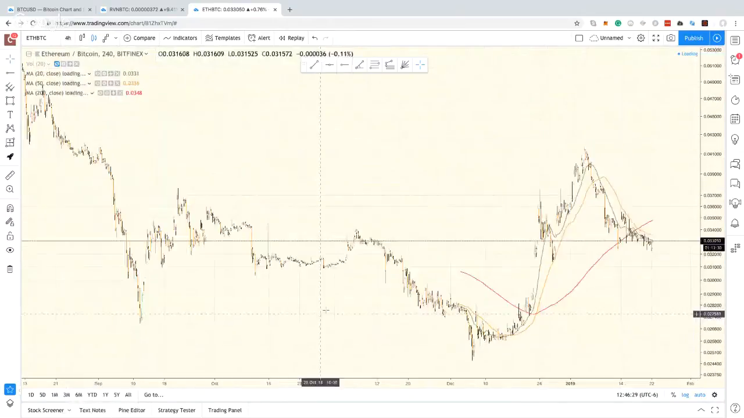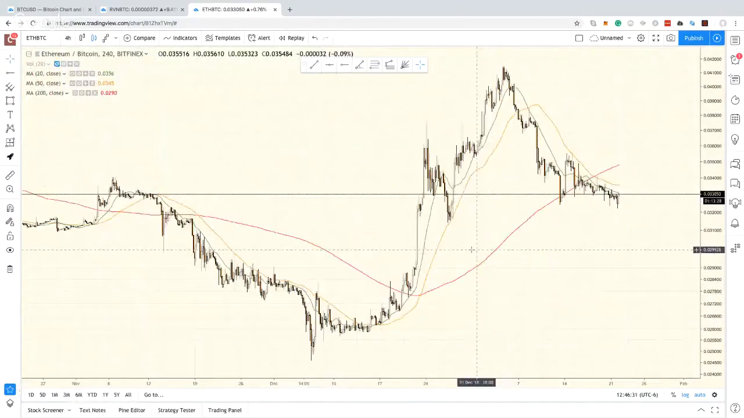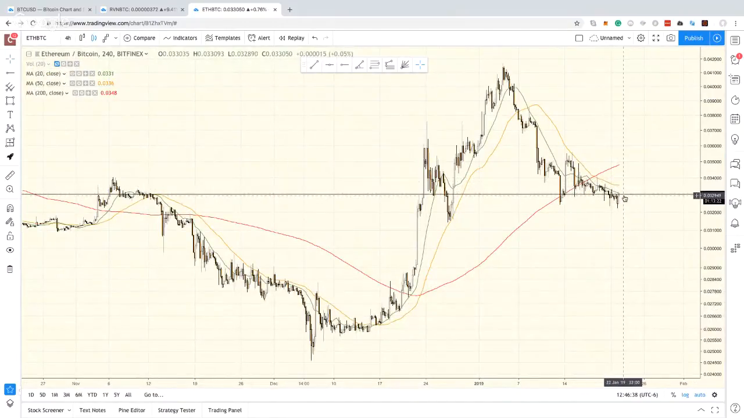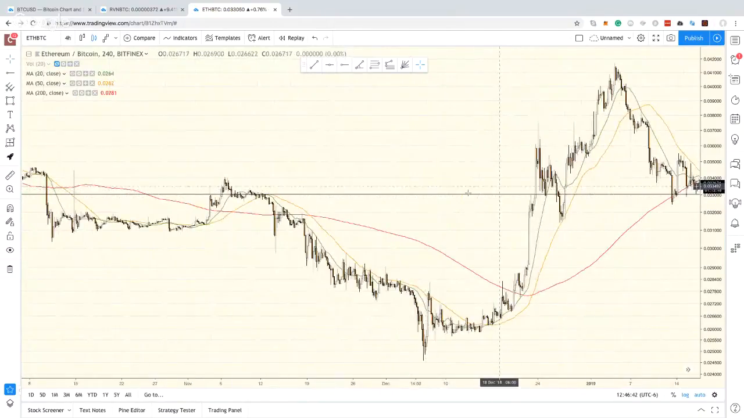I'm just gonna look at different time frames here. This is a buy, this is a sell. Right now you don't have a buy yet. We need to close at least above the 50 MA.